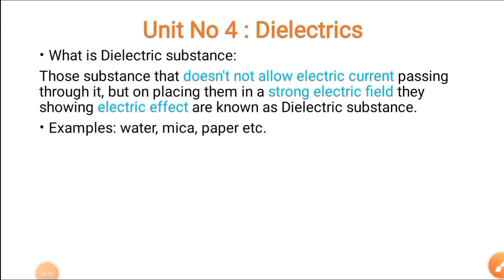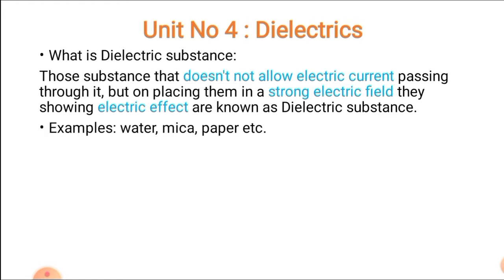Welcome to all. Today we are going to start unit number 4, dielectrics. Firstly, we will see what a dielectric material is. A dielectric material is a material which does not allow electrical current to pass through it, but when it is placed in a strong electrical field, it will show an electrical effect. Such a material is called a dielectric material. There are some examples of dielectric material, like mica, paper, water, etc.